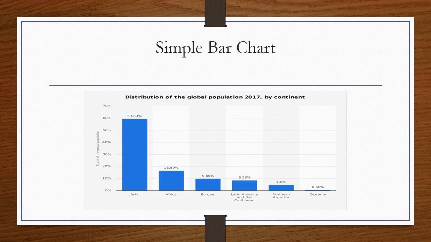So we can also compare from one country to another. That is the category. So we can compare one category to another, from Asia to Africa, Europe, like that we can compare with the other categories. Here also we have the x-axis and y-axis. This is about the simple bar chart.